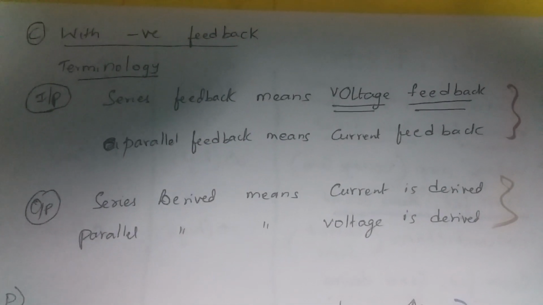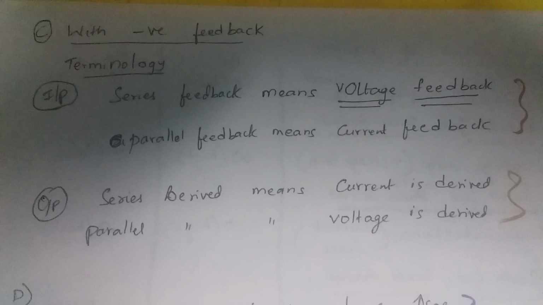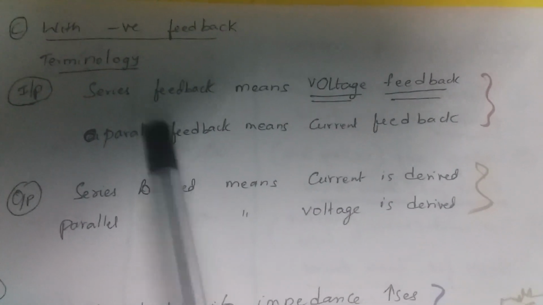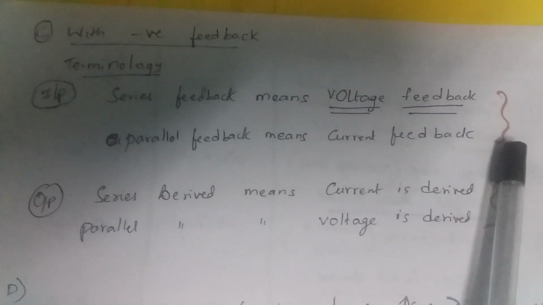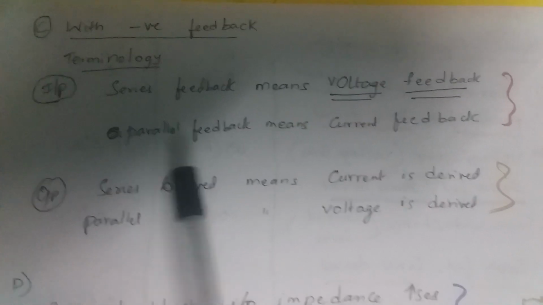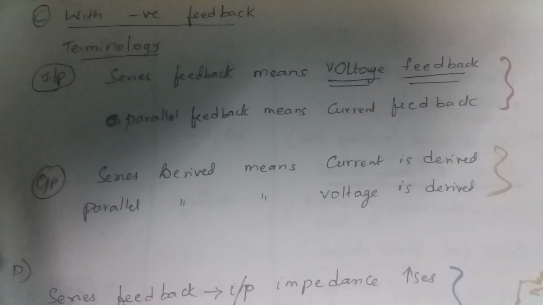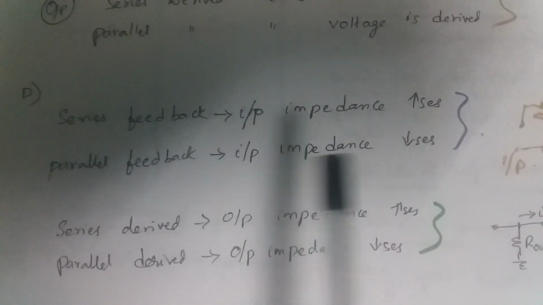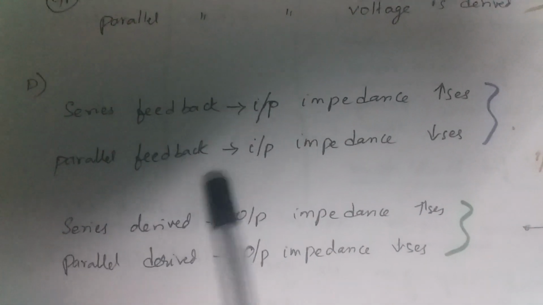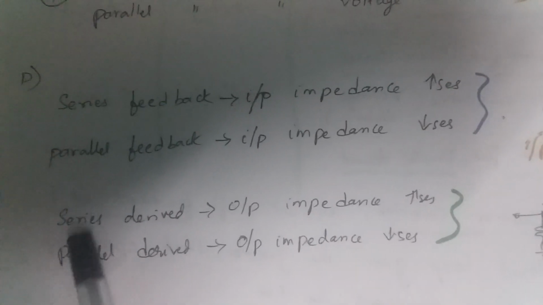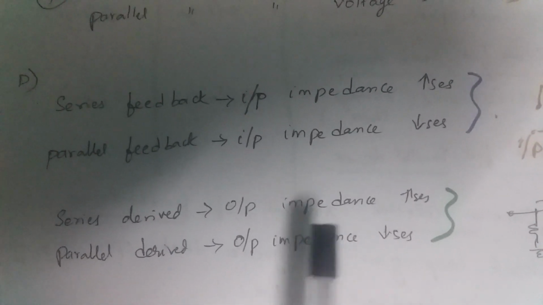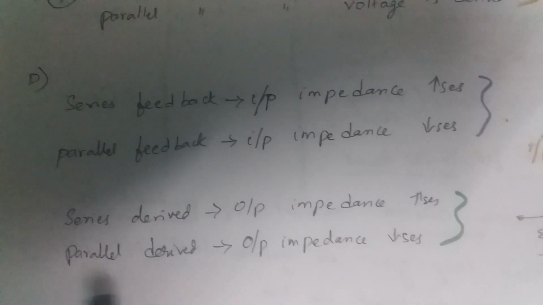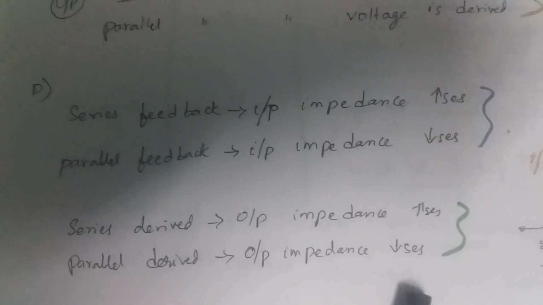When we say the input is series fed, if it is a series feedback circuit, it means voltage is fed back. If it is a parallel feedback circuit, it means current is fed back. At the output, if it is series derived, it means current is derived, and if it is parallel derived, voltage is derived. Now in series feedback, input impedance increases, and in parallel feedback, input impedance decreases. Whereas in series derived, output impedance increases, and in parallel derived, output impedance decreases.